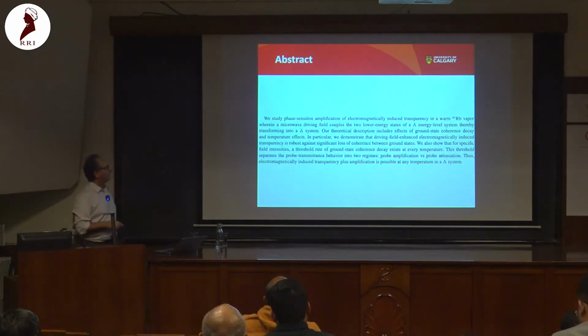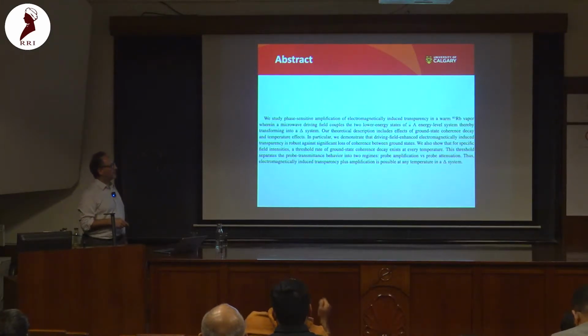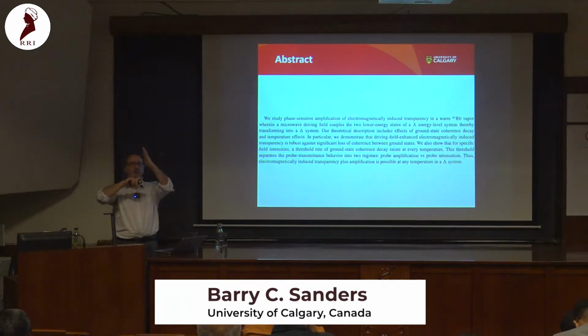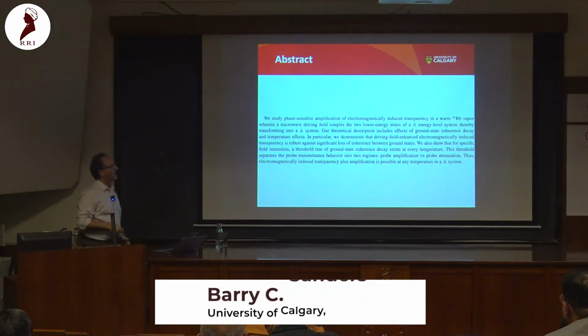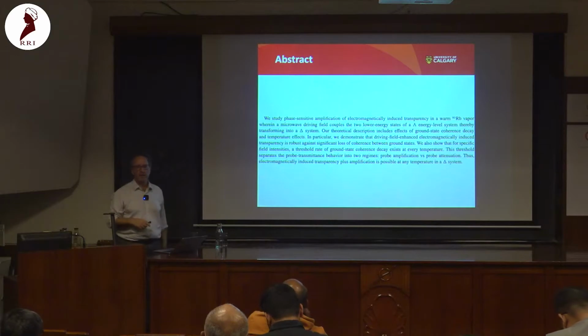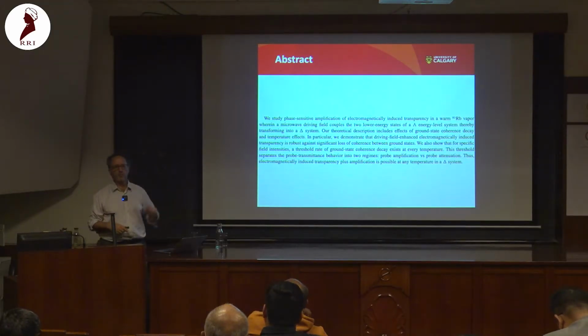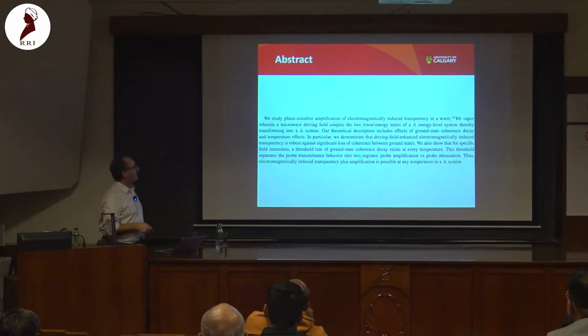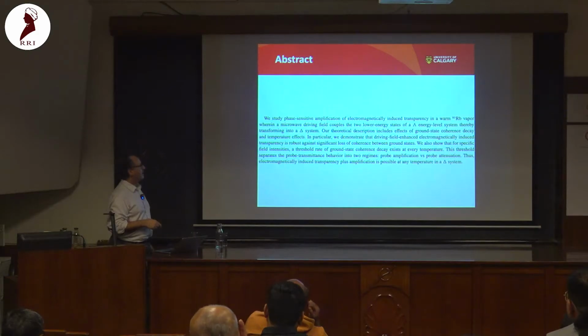The idea is phase-sensitive amplification of electromagnetically induced transparency. By driving one transition, we turn absorption into transparency. That's what this is about. Then by applying a microwave field, we decided to investigate whether we could use the phase of the microwave field to control the electromagnetically induced transparency. And as a bonus, we also get amplification. And then there's ground state coherence decay, because we're driving with a microwave field.